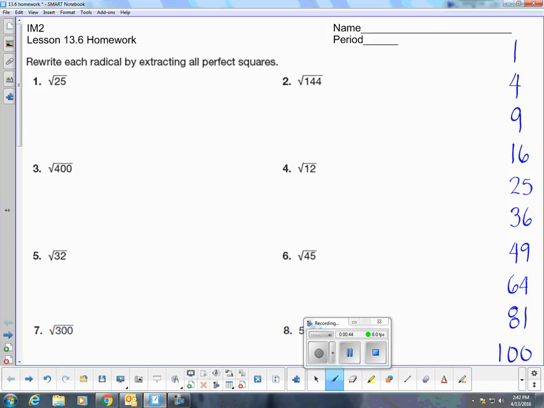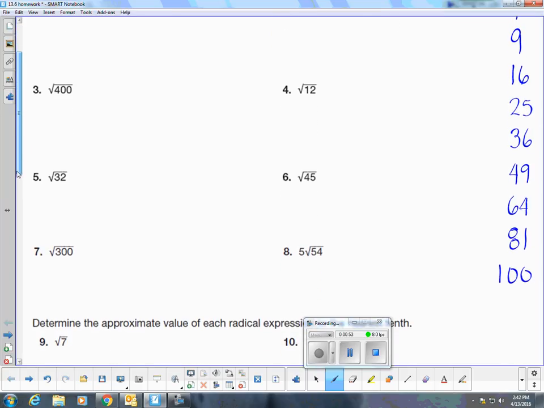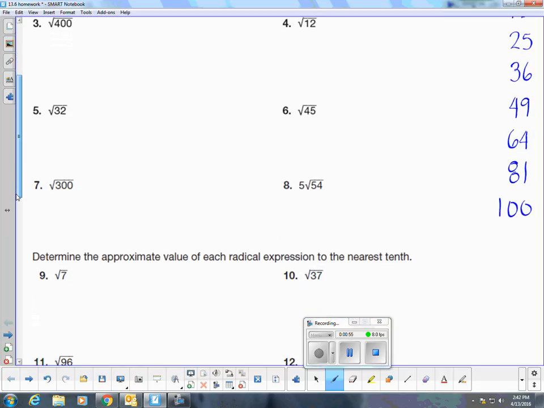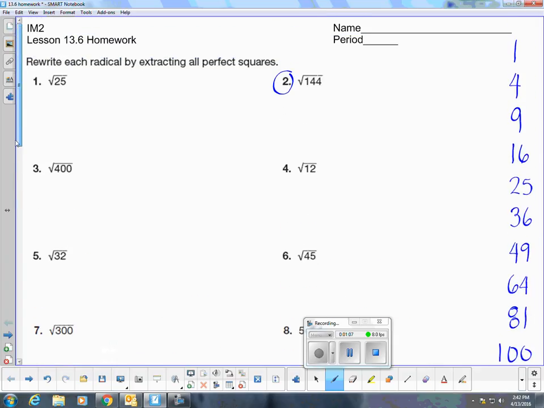So in number 2, I want the square root of 144. Here I said probably up to 100 will be good, and then the first one is 144. So if I keep going, the next perfect square is 121, that's 11 squared, and then 12 squared is 144. So the square root of 144 is 12. And the reason why it's 12 is because 12 times 12 is equal to 144.